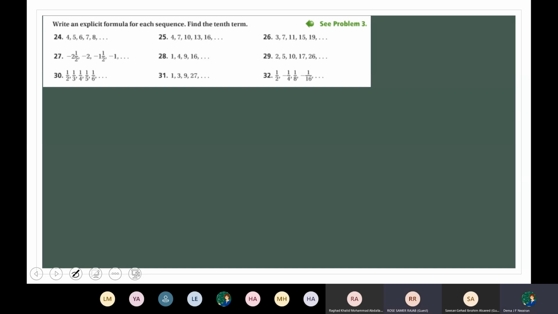Teacher, why didn't you make it a n minus 1 plus 3? n minus 1 plus 3, that means that I will add 4 plus 3, which equals to 7. But is the difference between the terms 3? No. So I cannot use it.